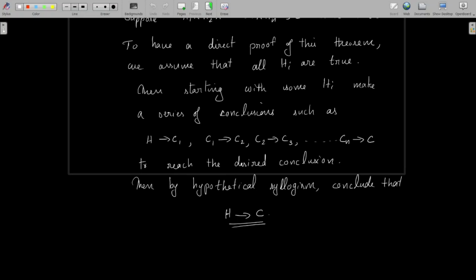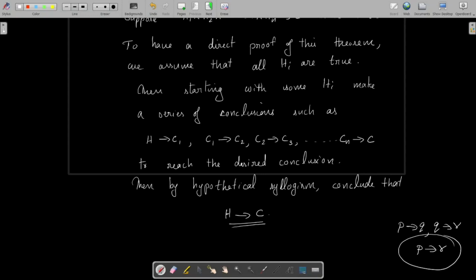Then we know that by hypothetical syllogism, the proposition P implies Q and Q implies R together implies that P implies R. It is a rule of hypothetical syllogism. So here we can use hypothetical syllogism to conclude that H implies C1 and C1 implies C2 implies H implies C2. Now H implies C2, C2 implies C3 implies H implies C3. Likewise, finally we arrive at the conclusion that H implies the conclusion C. Likewise, we can prove the theorem. This is the direct proof of the theorem.